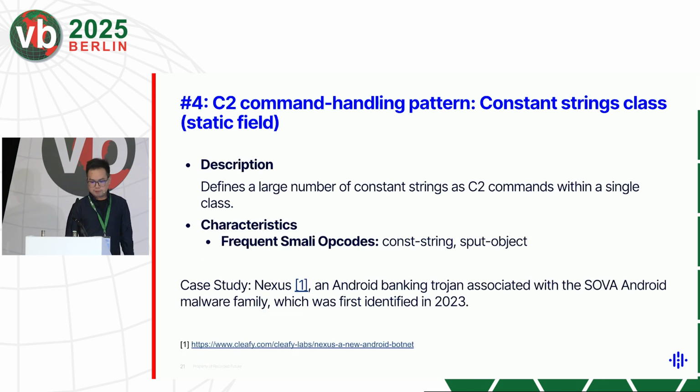The fourth and final pattern is a bit different. Instead of a single function, the pattern is divided within a single class. The malware author defined a large number of C2 commands as constant strings, either as static fields or instance fields. And there is frequent usage of the Smali opcodes const-string and put-object. We will use a malware family called Nexus as our example.